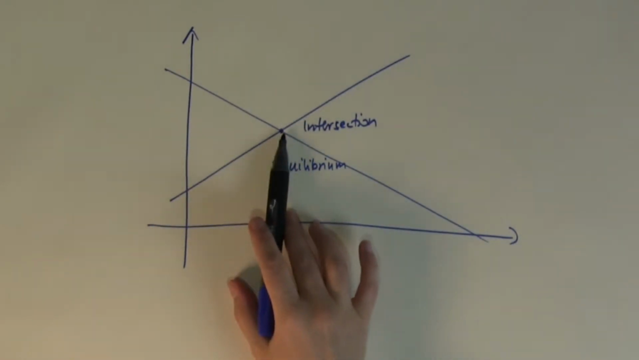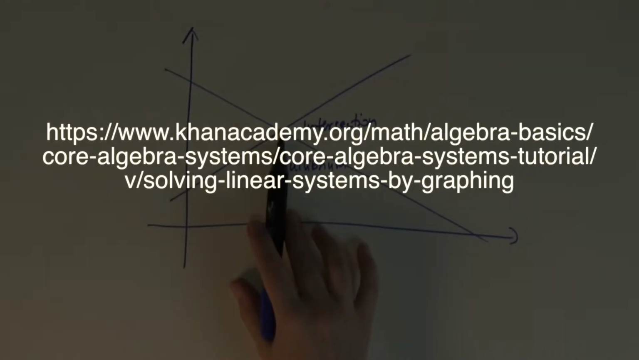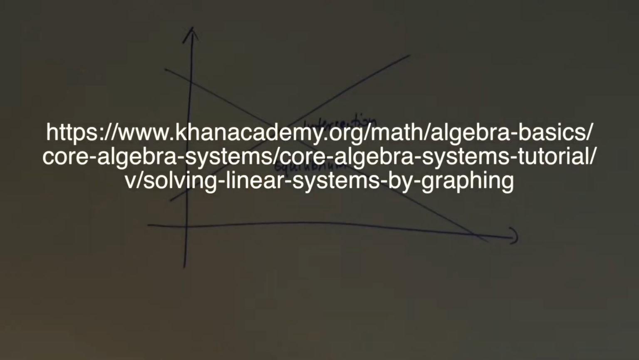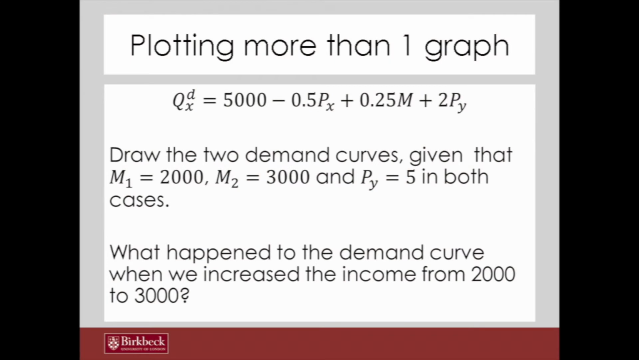However, this also can be calculated algebraically by solving systems of linear equations. And if you don't know how to do that, there is a very good website called the Khan Academy, which you can check out the different ways of solving systems of linear equations. Now, let's look at a somewhat different example when it comes to plotting more than one graphs.